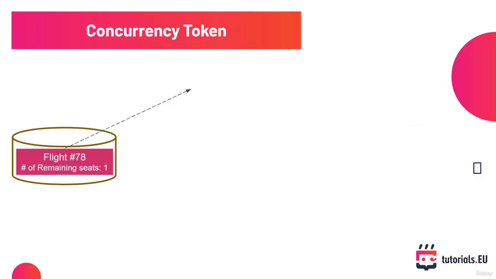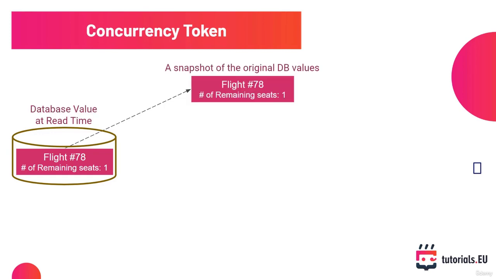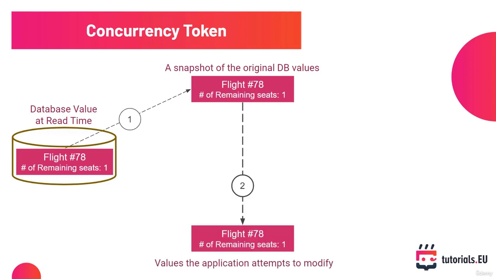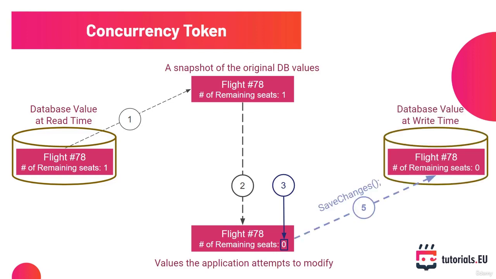When the application fetches an entity, Entity Framework snapshots the database value of the fetched entity and keeps the snapshot internally in memory. Entity Framework also creates a separate entity instance for the application to attempt to modify. The application then modifies the entity. Once it calls the saveChanges method, the snapshot of the original database values is first compared to the current database values to see if another user has changed the concurrency token fields in the meanwhile. The point is that saving changes only takes effect if another user has not updated the concurrency token fields in the database in the meanwhile.